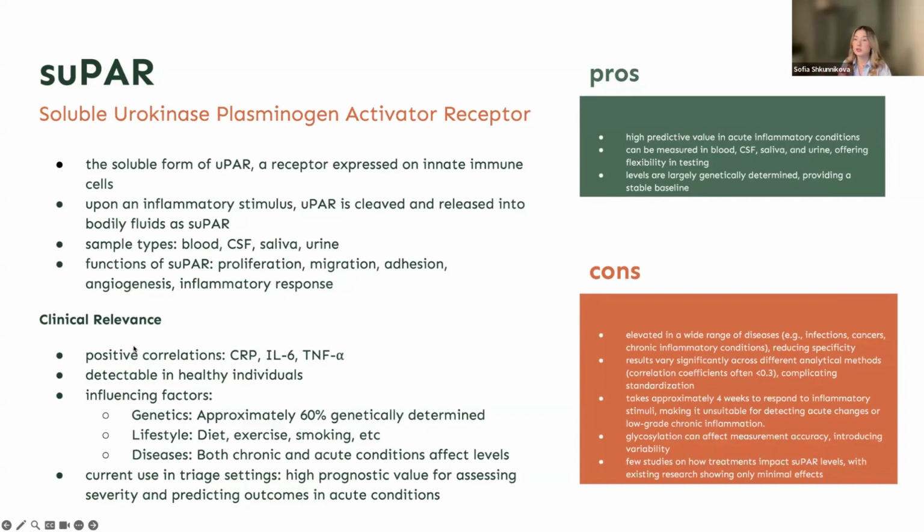Currently, it's actually used in triage settings, so it has a high prognostic value for assessing severity and predicting outcomes in acute conditions. And I think this is a great marker to do exactly that. But when it comes to measuring systemic chronic inflammation, there are some limitations. And one of them is that it is elevated in a wide range of diseases, again, from infections, cancers, and other chronic conditions, which reduces its specificity.